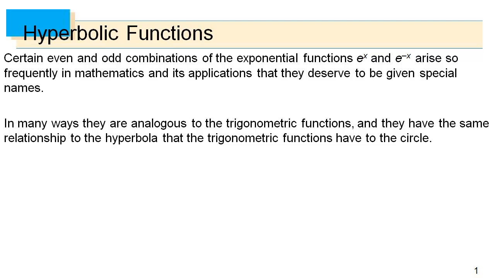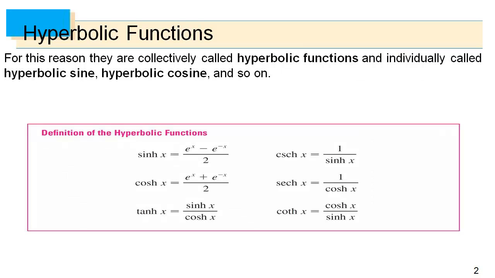We've discovered that certain even and odd combinations of the exponential function e to the x and e to the negative x come up quite often in mathematics and applications to other things, physics, econ, and things like that. Because they come up so often, we just gave them special names, and that's really where the hyperbolic functions came from. So most of this is just going to be recognizing things when you see them.